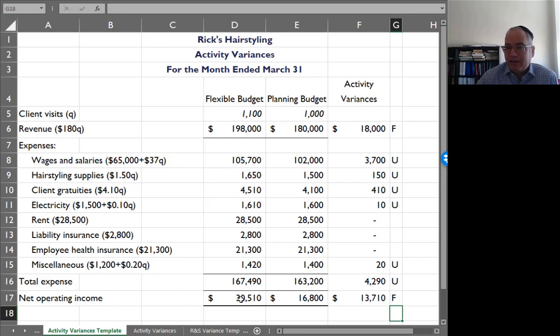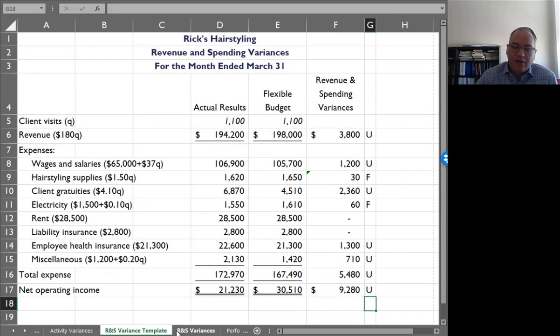That's nice, right? And that's what you would hope, Connie. The more you sell, the more money you make. But the revenue and spending variances are somewhat surprising, because it turns out that revenue is a little lower than it should be for 1,100 units. Wages and salaries is higher. This client gratuities, whatever it is, is a lot higher than expected, and so is employee health insurance. So your expenses are much higher than they should have been for 1,100 units, and therefore drove income lower than it should have been.